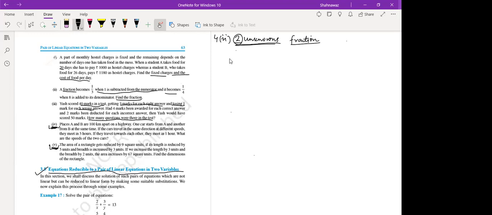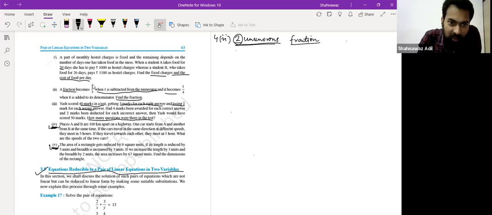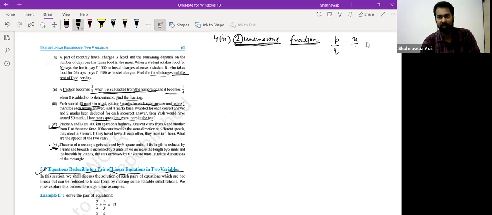1/3. So 1/3 is the known part. A fraction becomes 1/3. So this is the information. We have to apply the information after we find the two unknowns, right? This is our method. So firstly, we have to find the unknowns here. So how do you write a fraction? You write p by q or x by y or a by b, right? This is how you write a fraction.